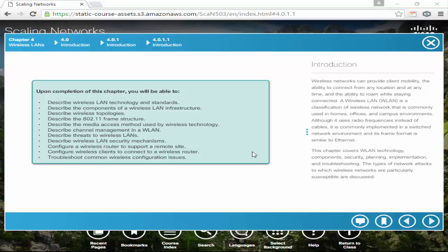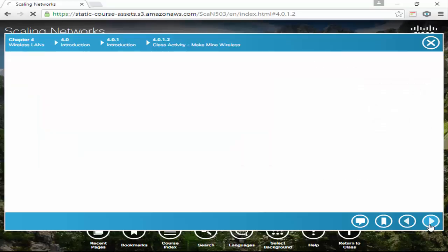So in this chapter, we're going to describe wireless LAN technology and standards, describe the components of a wireless LAN infrastructure, describe wireless topologies, describe the 802.11 frame structure, describe the media access method used by wireless technology. I know you guys already know that is collision avoidance. Describe channel management in a wireless LAN. Describe threats to wireless LANs. Describe wireless LAN security mechanisms. Configure a wireless router to support a remote site. Configure wireless clients to connect to a wireless router. Troubleshoot common wireless configuration issues. Sounds like a good time. Here we go.